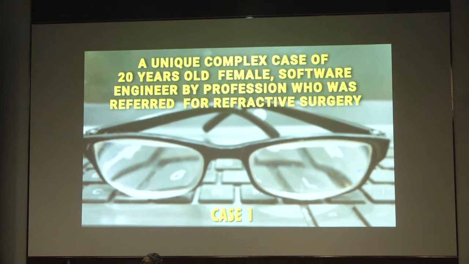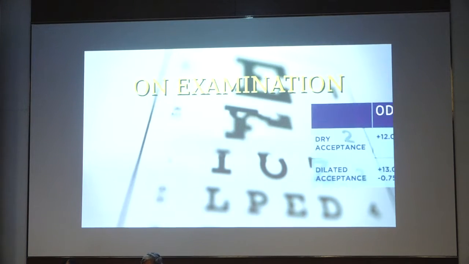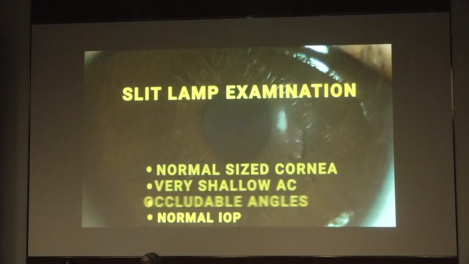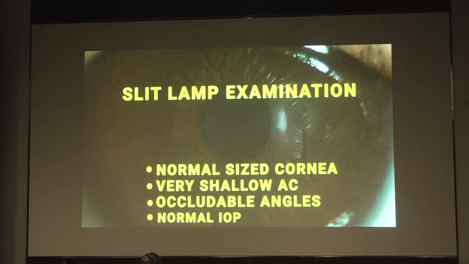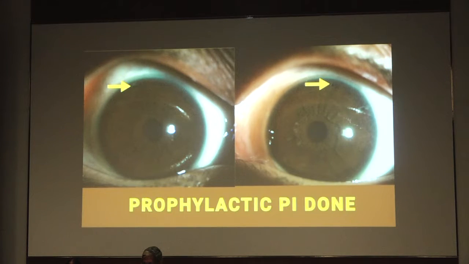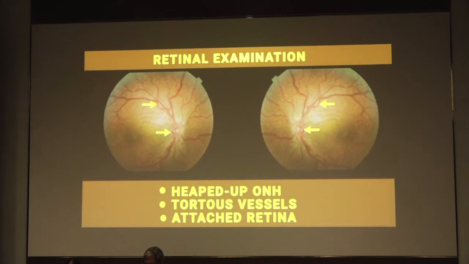A patient with high hyperopia was referred for refractive correction. On examination, her best corrected visual acuity was 20/40 in both eyes with a correction of plus 12 diopters. On slit lamp examination, she had a normal sized cornea and a very shallow anterior chamber, and gonioscopy showed occludable angles with a normal IOP. She underwent a prophylactic YAG-PI in both eyes. Her dilated fundus examination revealed a heaped up optic nerve head and retinal vessel tortuosity with an attached retina in both eyes.